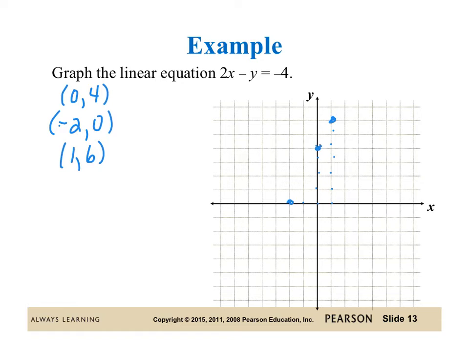So now that I have 3 points, I can see that they're lining up in a nice straight line. And so I'm going to graph. And of course, ideally, we would use a straight edge, but in the recording, I'm just trying to be as straight as I can. You should also label your points.